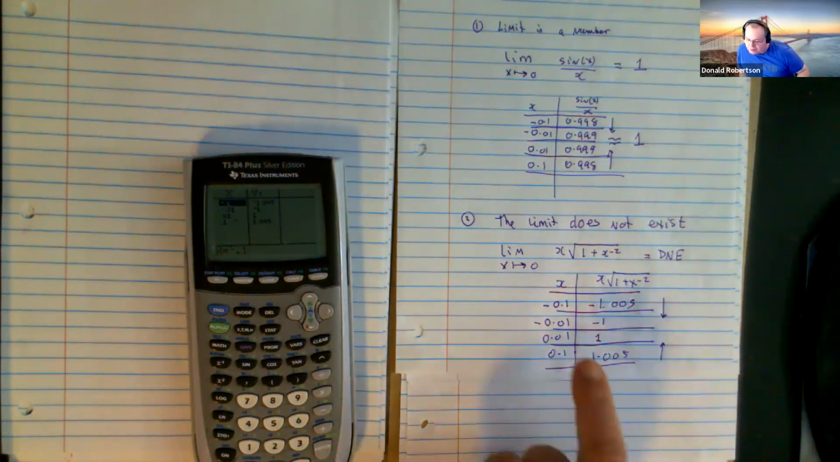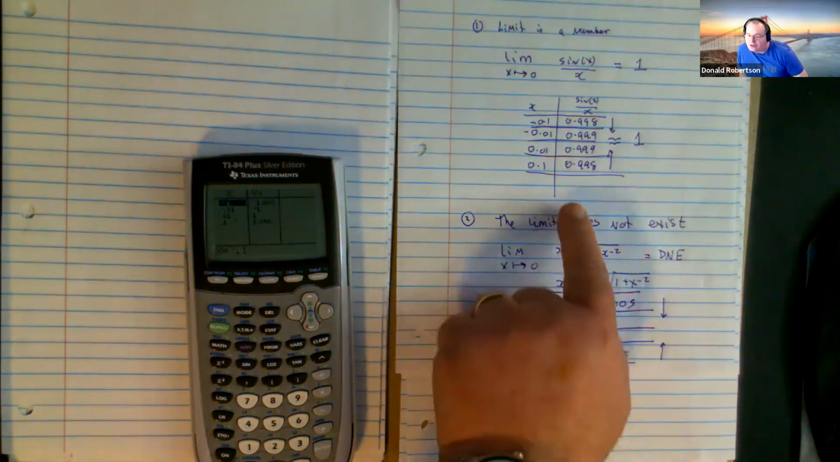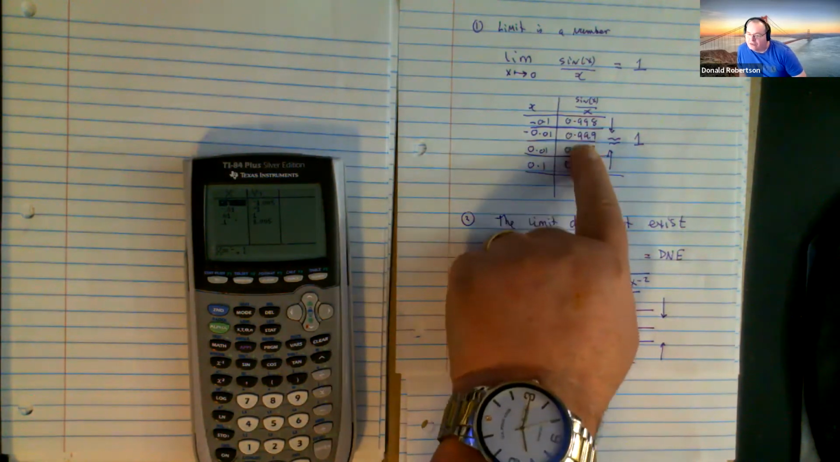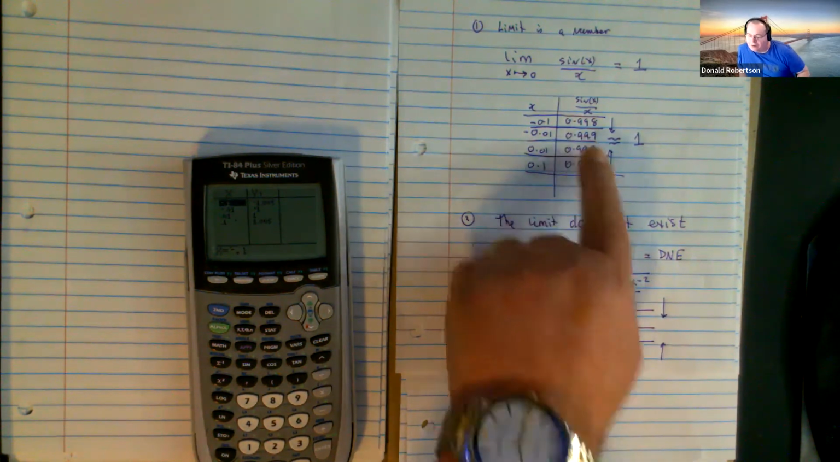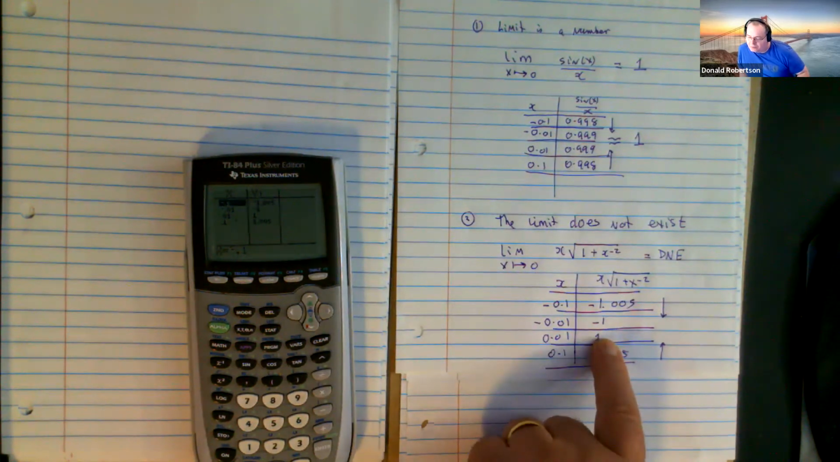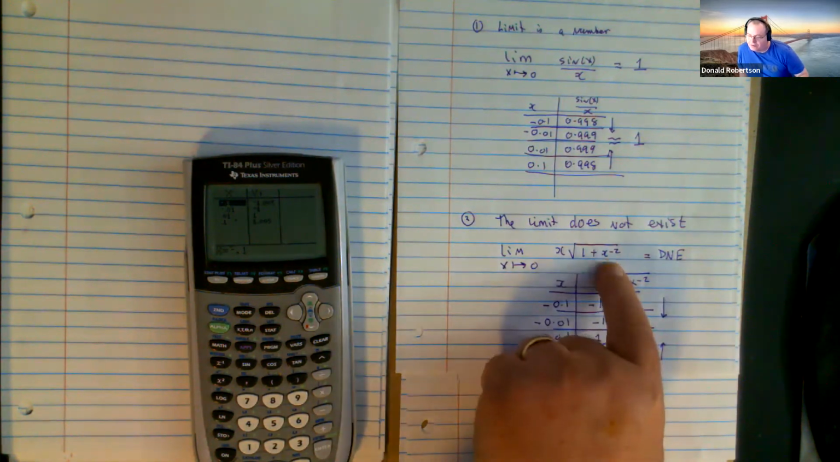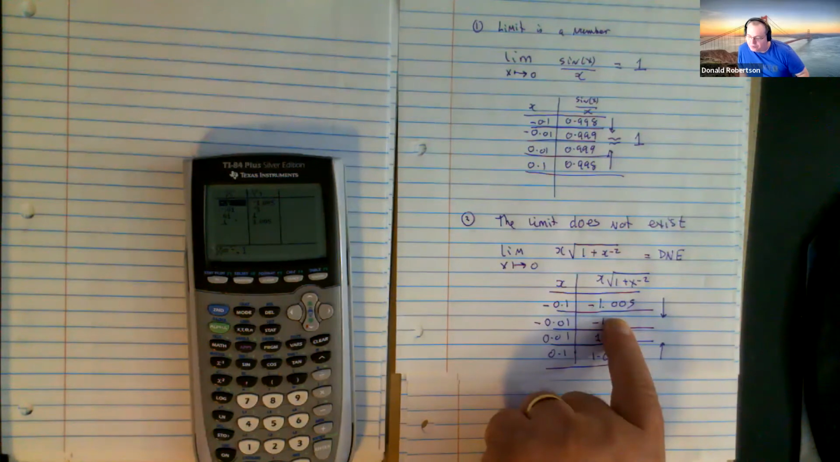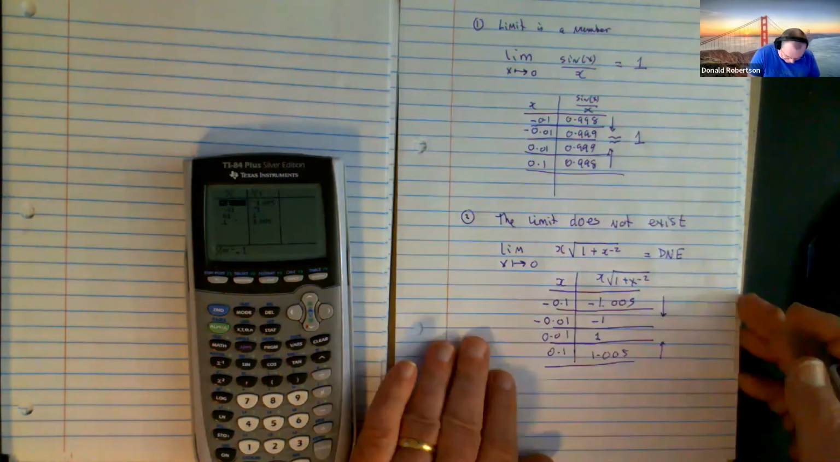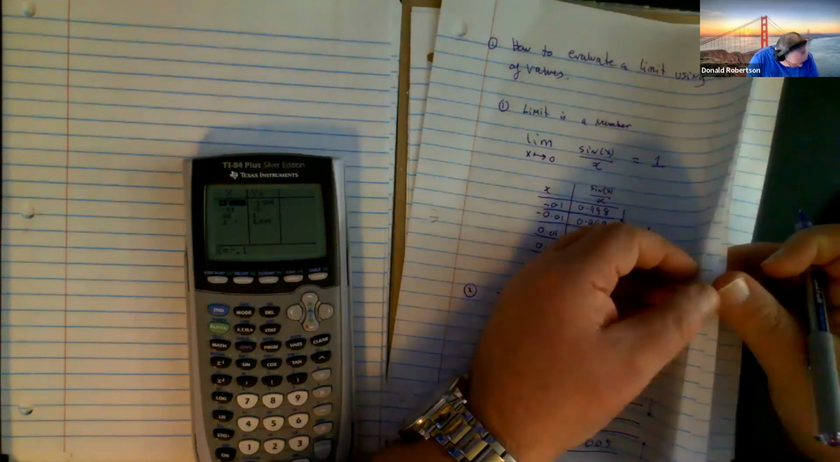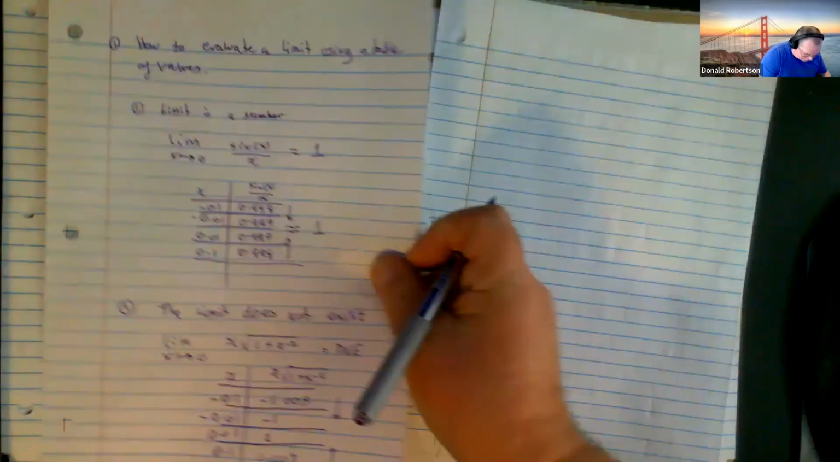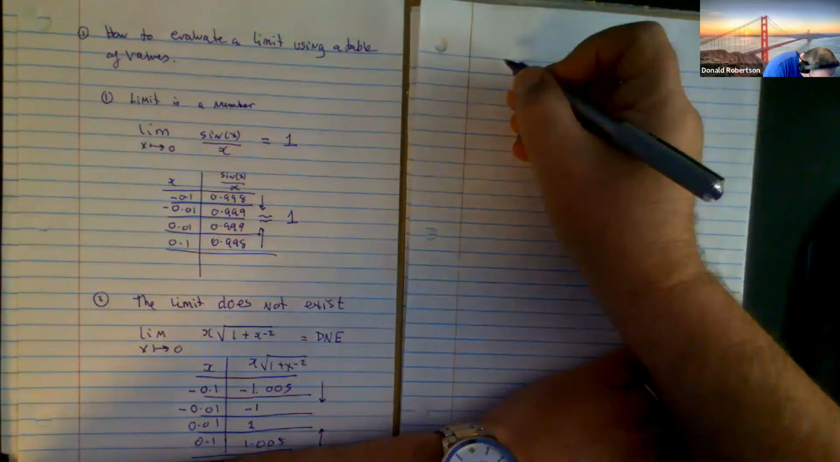When you do a table of values, the numbers are not converging as they are here to approximately 1. On one side, the numbers are getting closer to 1, and the other side, as you move downwards, they get closer to negative 1. And then the third situation is one where the limit is infinite.